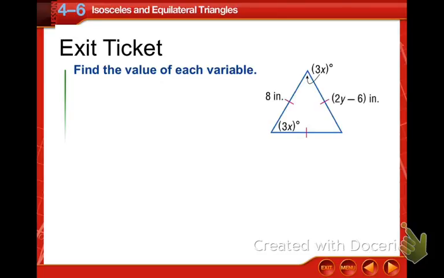So, here is our exit ticket. Find x and find y. X is super easy to find because we can tell that it is an equilateral triangle.